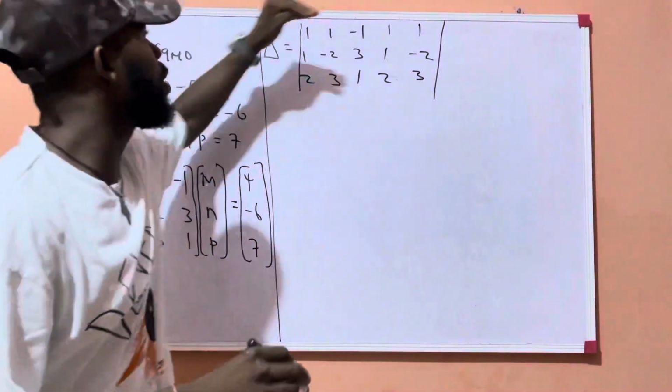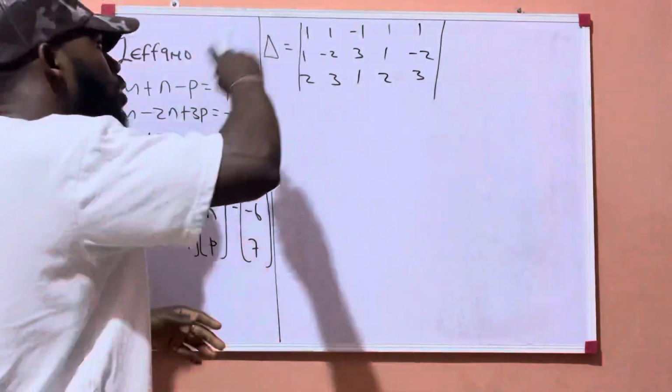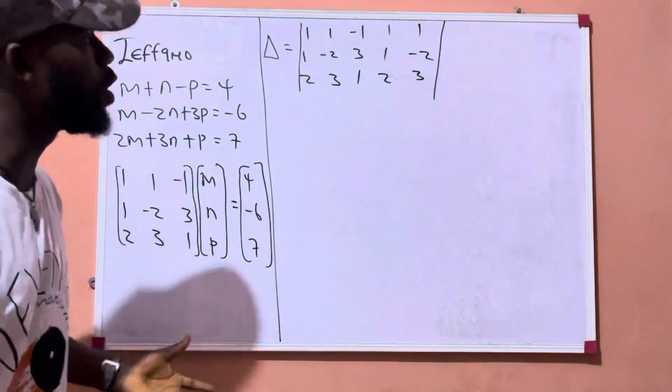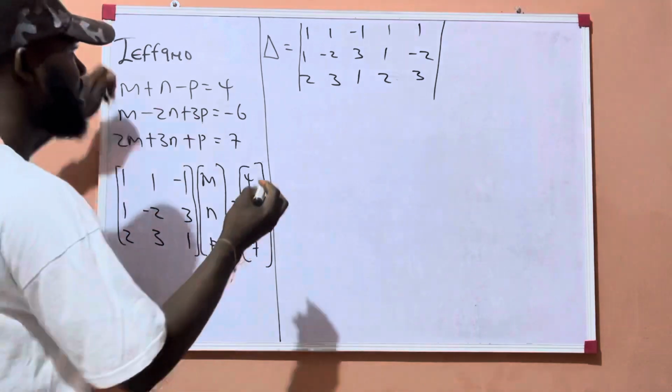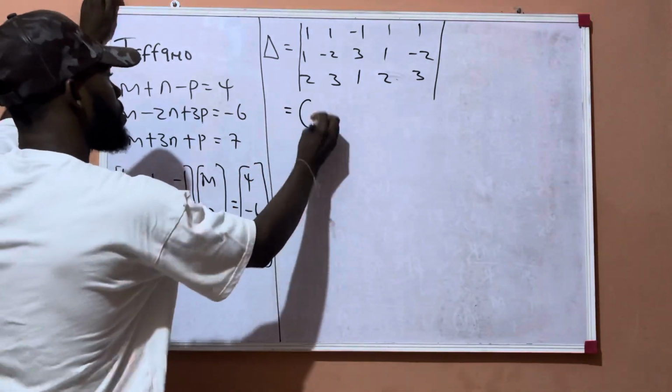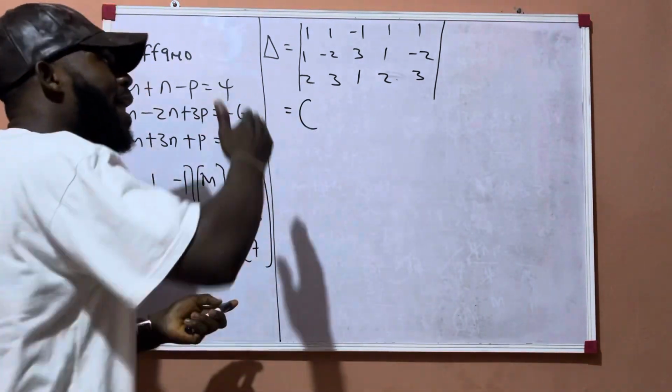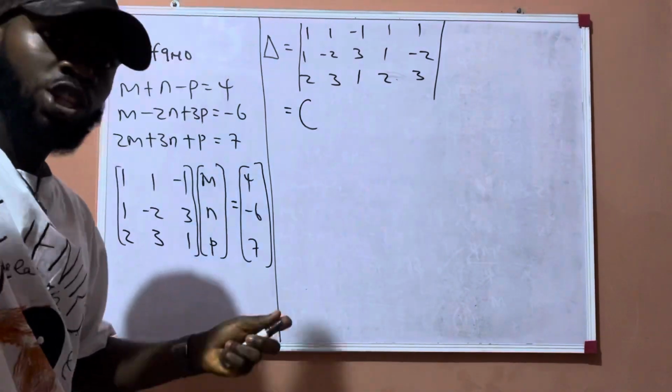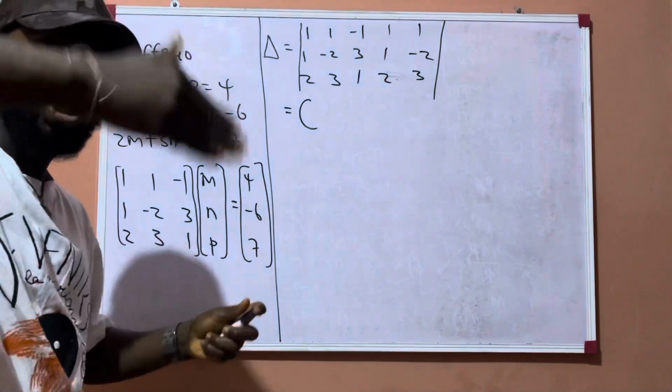Now that we have a 3 by 5 matrix, which is 3 rows and 5 columns, this is how you solve for determinants. Now start multiplying diagonally, 3 by 3.